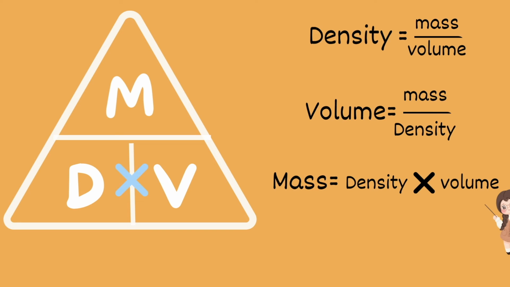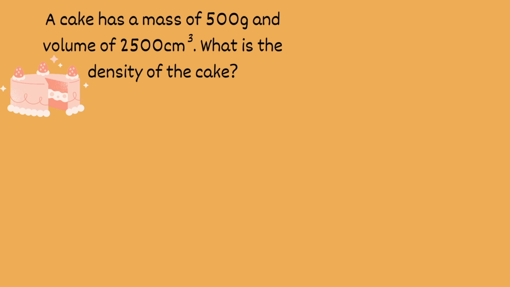The best way to understand the concept is, of course, by practicing. So let's get to it. Our first problem says we have a cake with a mass of 500 grams and a volume of 2,500 cubic centimeters. What is the density of the cake?